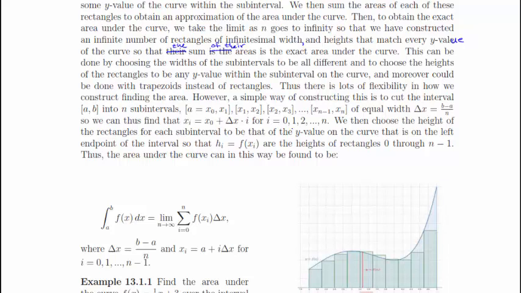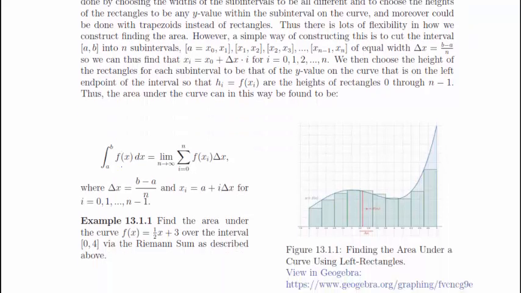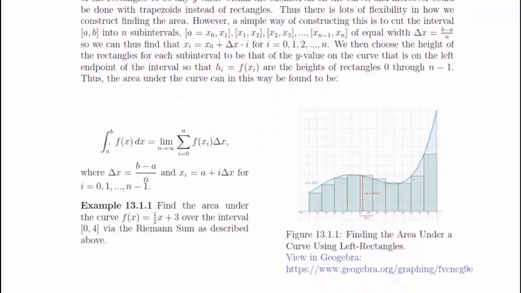If we were doing right endpoints, we would choose i equals 1 to n for my x sub i. So the x sub i are the x's that we're plugging into the function to get the y values, the heights of each rectangle. So the area under the curve can in this way be found to be the integral from a to b of f of x dx. This is defined to be the area under the curve of f from a to b.